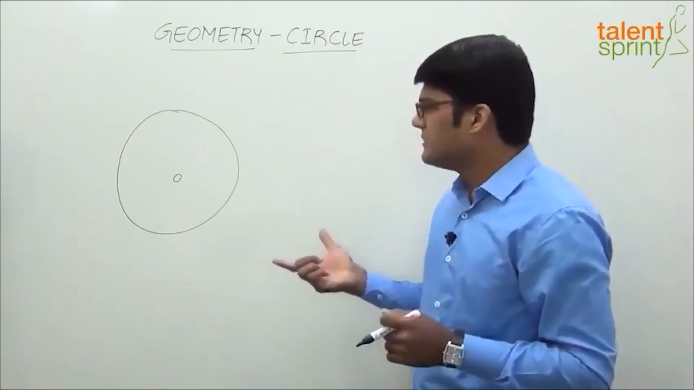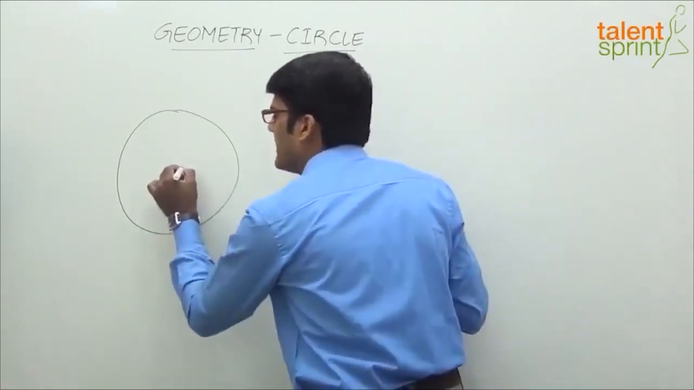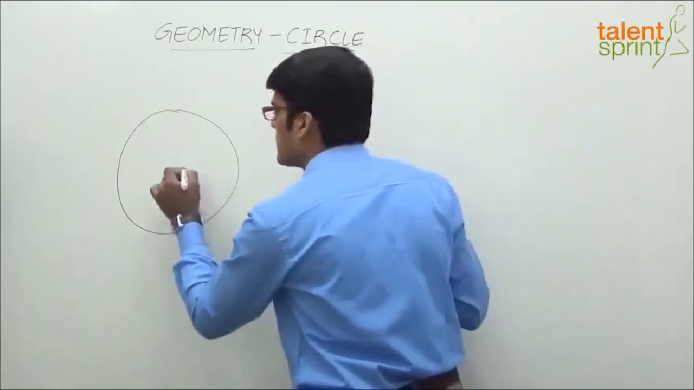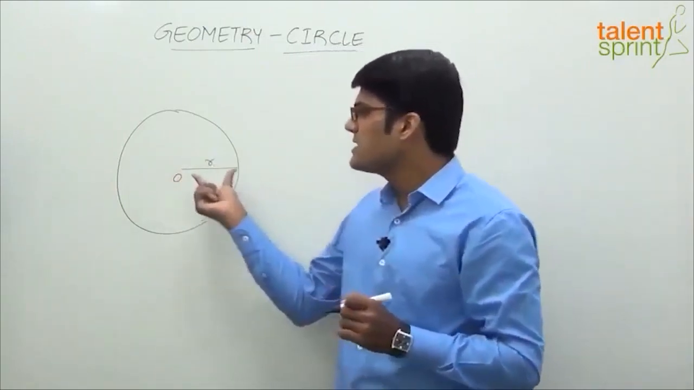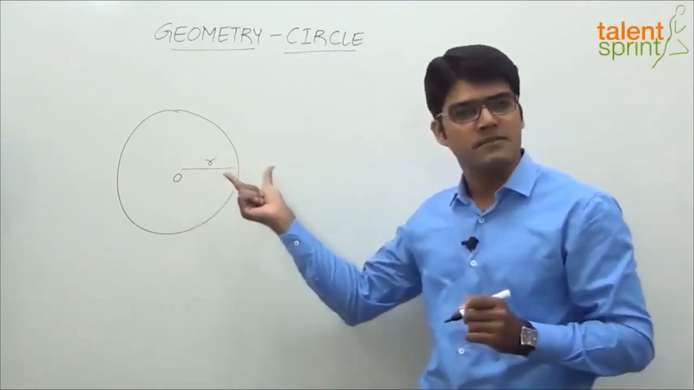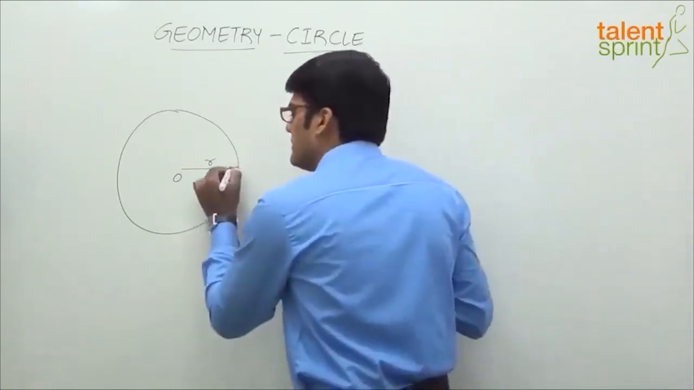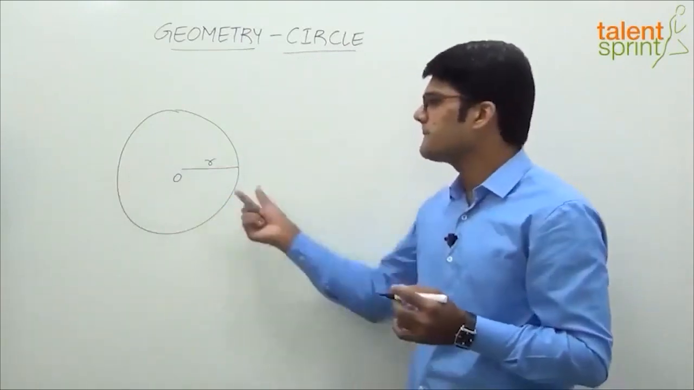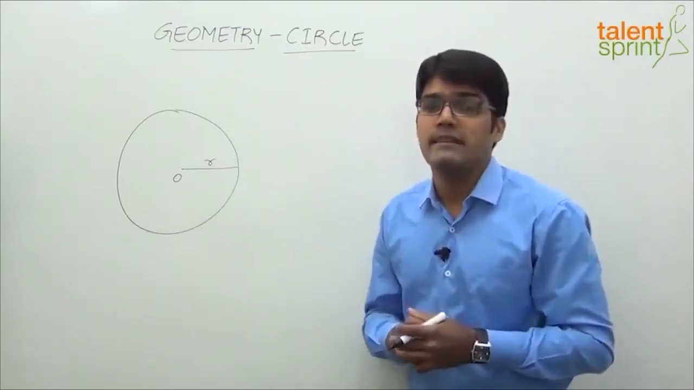Alright. So this is a circle with center O. Now you know that a circle has some radius, right? Radius is nothing but the distance from the center of the circle to the circumference. So here let's say the radius is r. It is generally denoted by small r. So the distance from the center of the circle to the circumference of the circle is called the radius. And this whole length is called the diameter. Anyway, we'll look at the diameter at a later point. So this is a circle with center O and radius r.